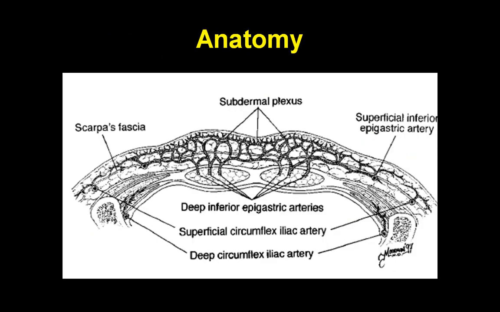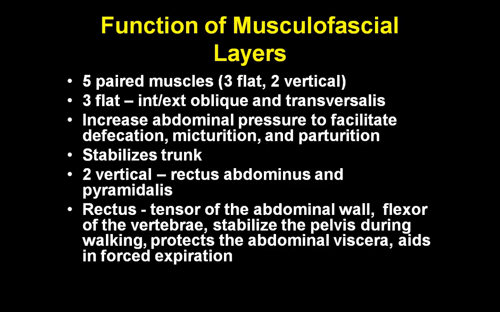Now, in the subdermal plexus, you have the vessels, which are the deep inferior epigastric artery, superficial circumflex artery, and deep circumflex artery, and you have the nerves also. The importance is that when you dissect or when you're doing a component separation, which I'll discuss later on, you have to be careful to maintain the blood supply as well as the nerve supply.